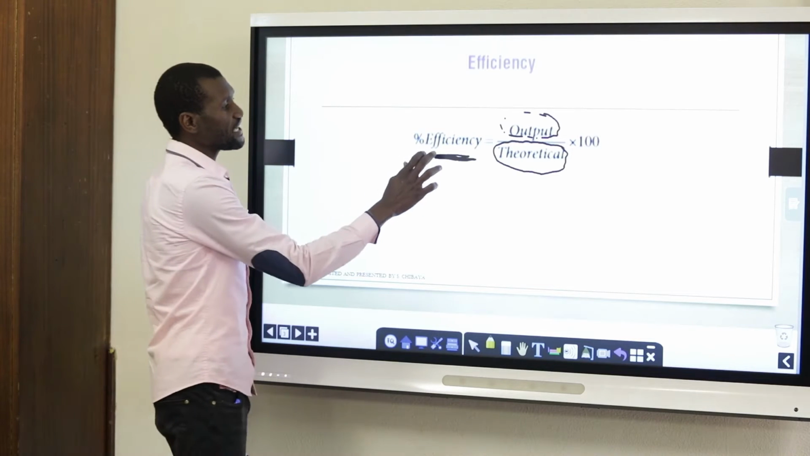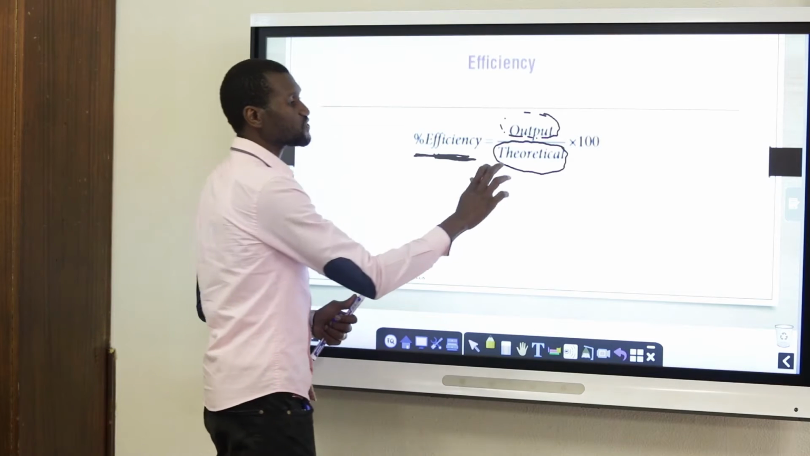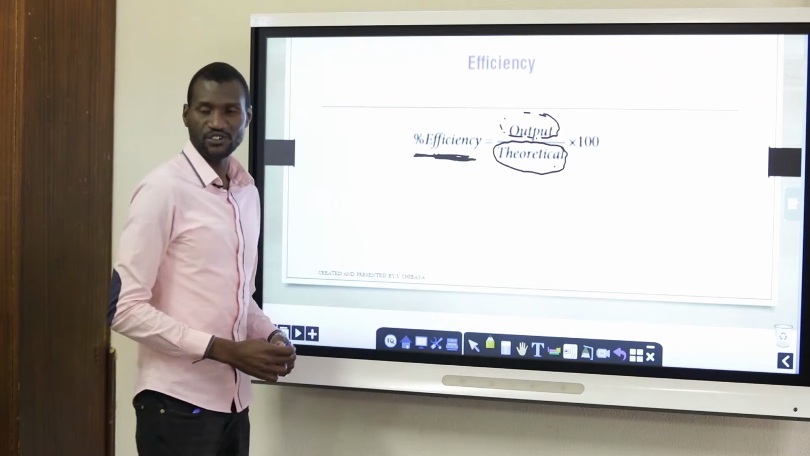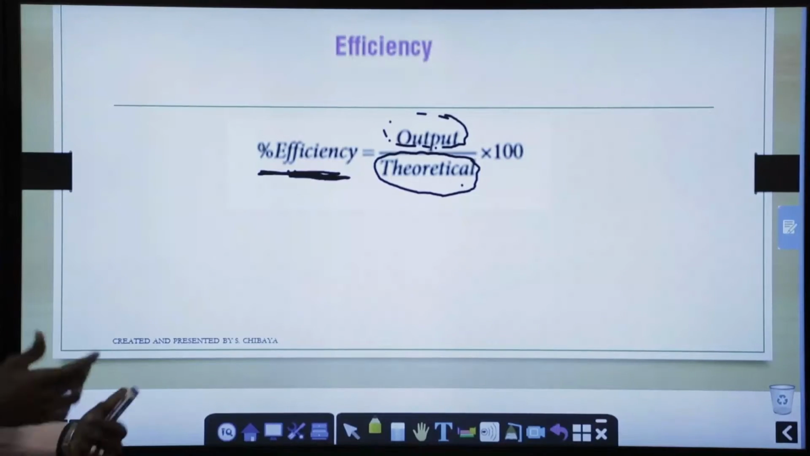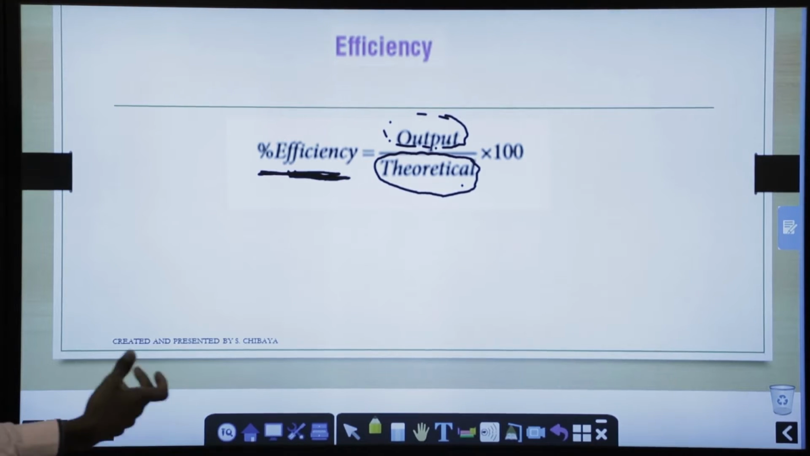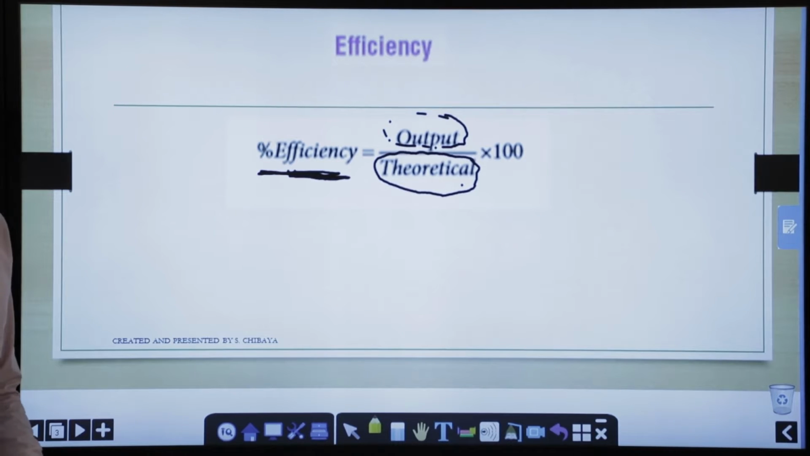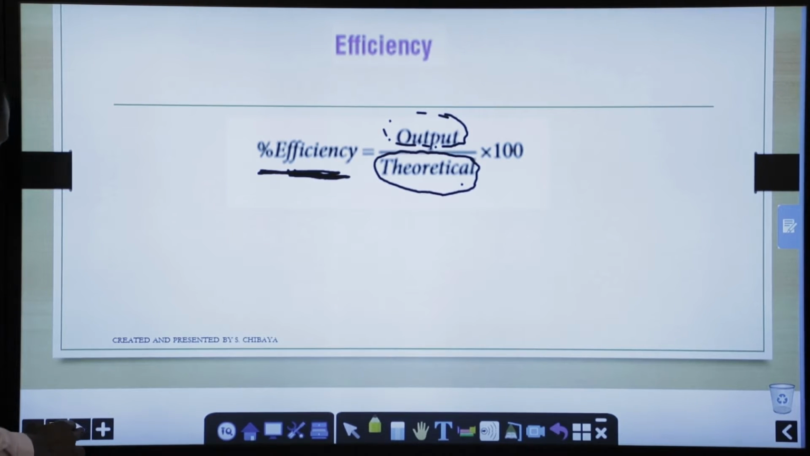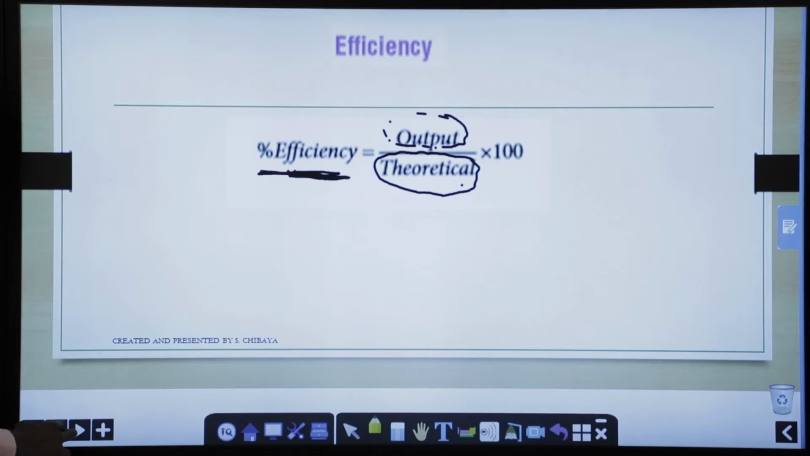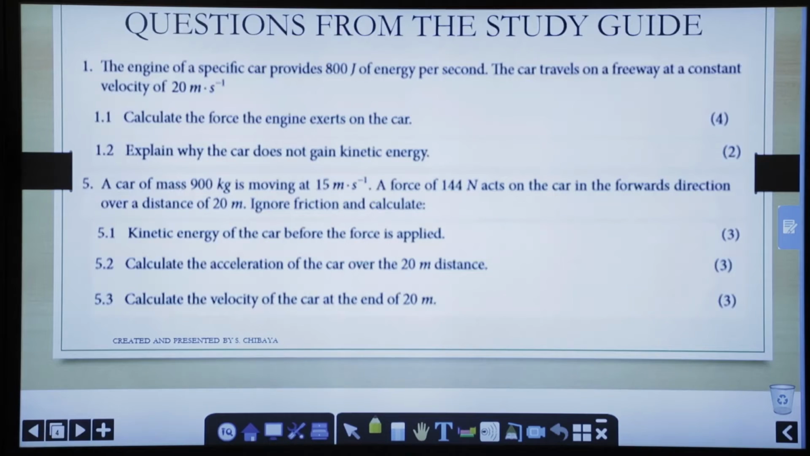A machine with a higher efficiency means that it's working closer to its theoretical value, which means it works well. So it will have maybe a 92% efficiency. If it has a lower efficiency, it means most of the energy is being lost somewhere within the system. It could be lost through sound, through friction, or through heat. Think about those things as you do or find yourself doing calculations on efficiency.